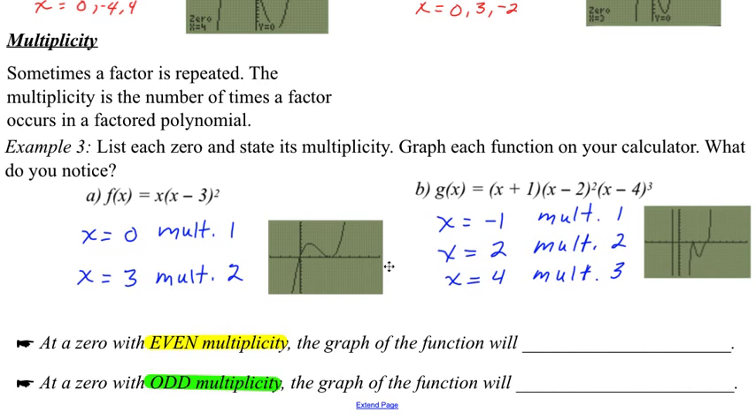So one of the things that you might notice when we have odd multiplicity, look at when we have odd multiplicity. Over here we have negative 1 and then positive 4. Whenever we have odd multiplicity, it crosses the x-axis. When we have even multiplicity, it does not cross the x-axis. It just touches the x-axis. So that will also help us graph some of these polynomial functions. If we don't have a calculator, we know what it will look like.